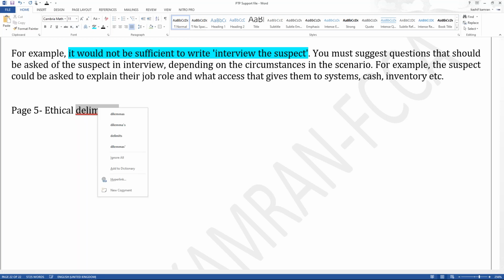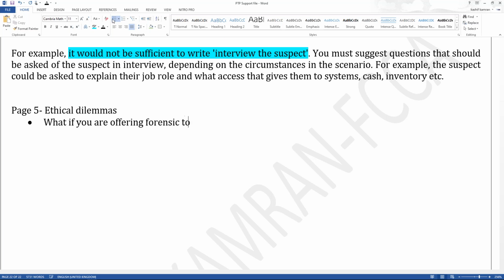If you get a question on ethical and professional issues, on page number 5, what if you're offering forensic to your existing client? A lot of times questions have come in past papers where you're offering forensic to your existing client. Now, in this case, what can be the ethical issues? Don't worry, because the examiner has explained them on page number 5. If you read page number 5, you exactly know what can be some of the ethical dilemmas if you're offering forensic to your existing client. So will you be reading page 5 and the end of the article?